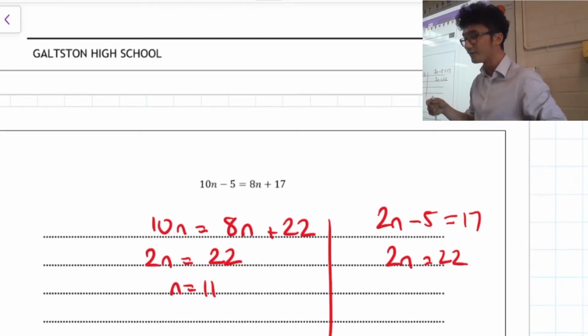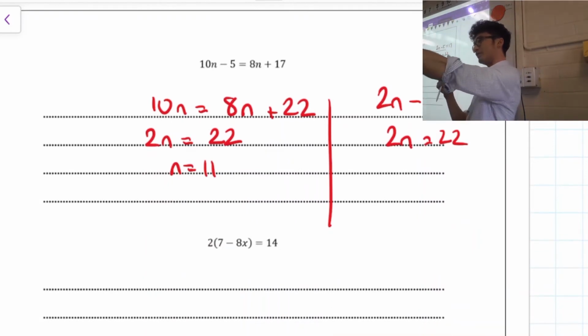And the same for the next one. There's actually 2 ways you can do this one. Robbie, what did you do?